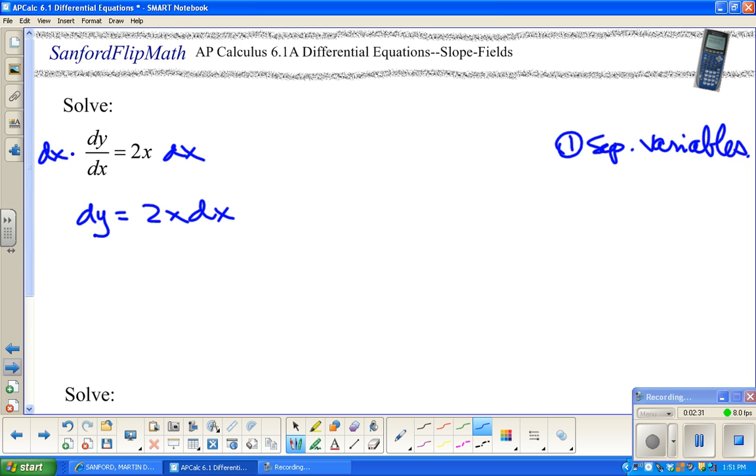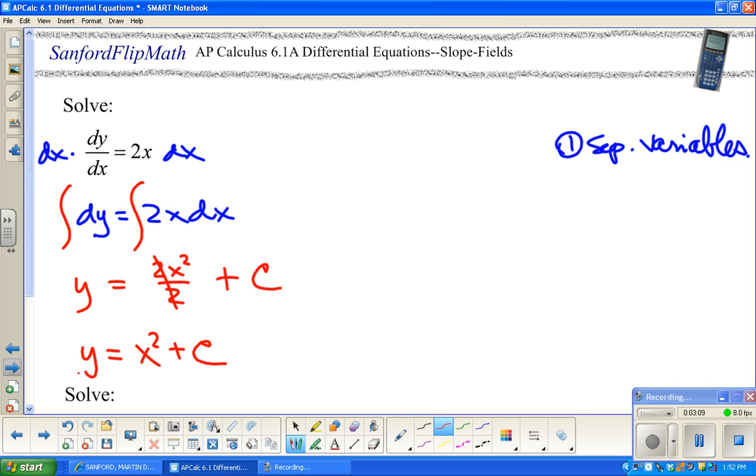Okay, so we're just separating the variables. We want all the y variable on one side and all the x variable on the other side. And then to get rid of the d stuff, we're going to do antiderivative. Okay, so the antiderivative of dy is y. The antiderivative of 2x would be 2x squared over 2, which we can then simplify. And the only other thing that we need to really do here is something we're not used to because we've done so many definite integrals with limits of integration and stuff, is we have to remember that we need to go back to the c. So this is y equals x squared plus c.